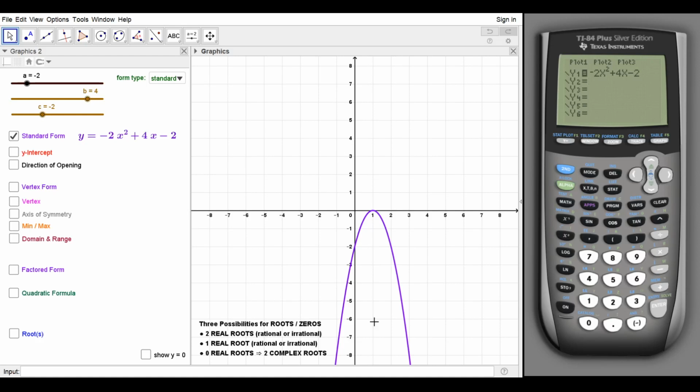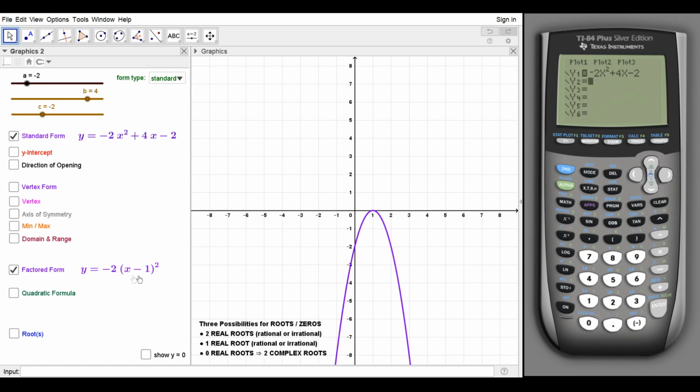So for my one real root example, I chose to go down. It doesn't really matter. You can have one real root when your parabola is going up. I chose the equation y equals negative 2x squared plus 4x minus 2. Now if I was to factor this out, you would see that I would be able to pull out negative 2. More importantly, you would see that I would have x minus 1 quantity squared.